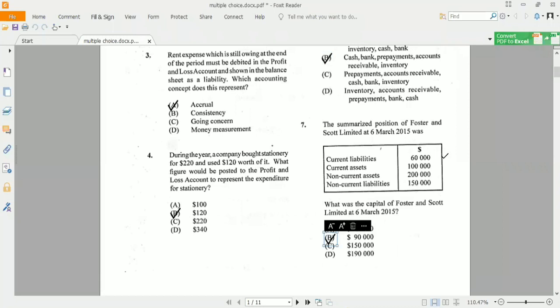Our total assets, which are the current assets and the non-current assets, come to 300. And our total liabilities is the 60 plus the 150, which gives us 210. The 300 minus 210 leaves us with 90,000, which is our capital.